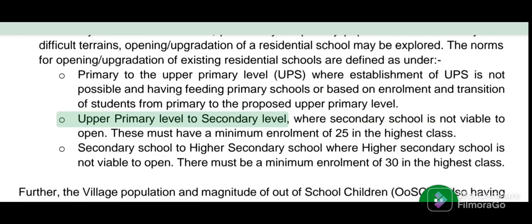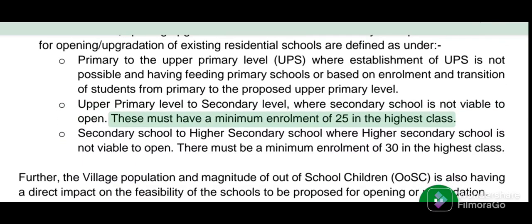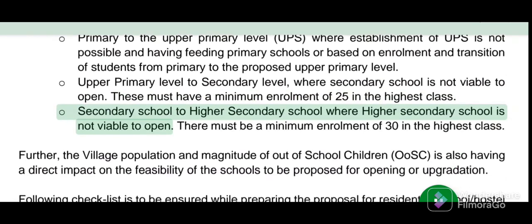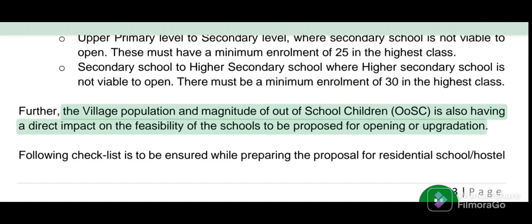Upper primary level to secondary level, where secondary school is not viable to open. These must have a minimum enrollment of 25 in the highest class. Or secondary school to higher secondary school where higher secondary school is not viable to open. There must be a minimum enrollment of 30 in the highest class. Further, the village population and magnitude of out-of-school children, OOSC, also have a direct impact on the feasibility of the schools to be proposed for opening or upgradation.